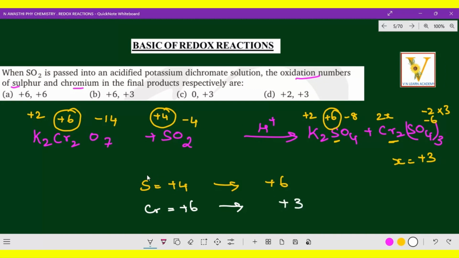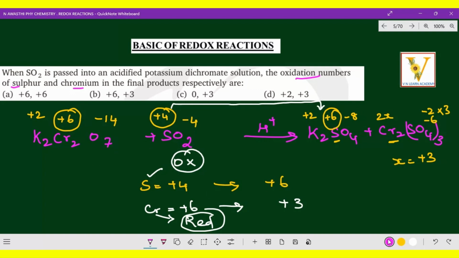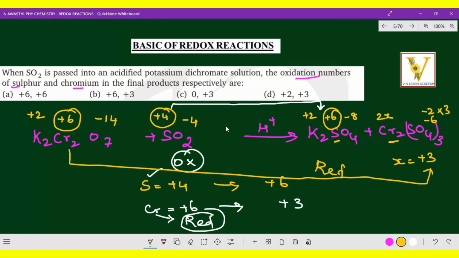So that means sulfur is getting oxidation, and chromium is getting reduction, right? So oxidation and reduction, you are coming to know very clearly. So +4 converted to +6, so this is oxidation. And the same way here, +6 is converted into +3. So this is a reduction and this is oxidation.